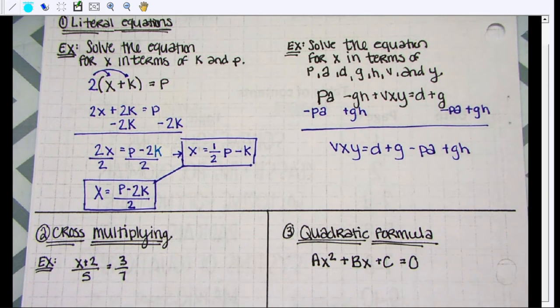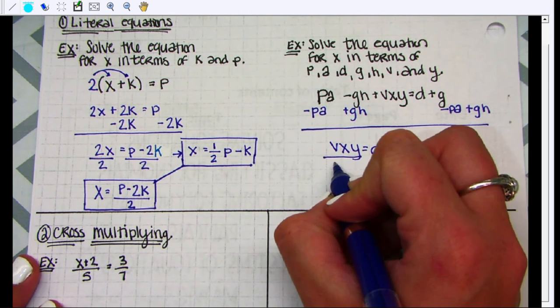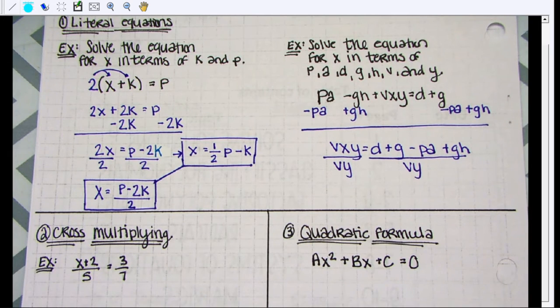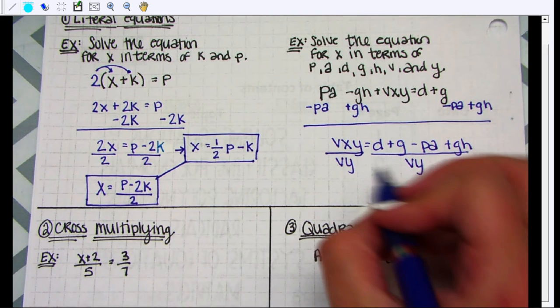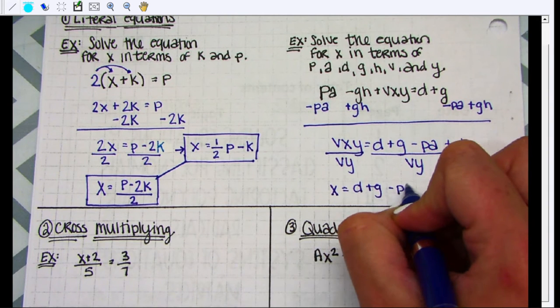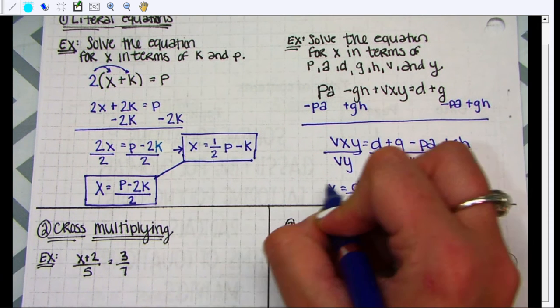Now, you can write those in any order that you want to, so don't be afraid to rearrange the problem if it's not matching how you've written it. So that top can be moved around. Then what's my next step? Yeah, we want to divide by B and Y, and I would suggest doing it all together. That way you don't have to divide by B, then write it all, and then divide by Y. You can do more than one step. So my X is equal to D plus G minus PA plus GH all over BY.